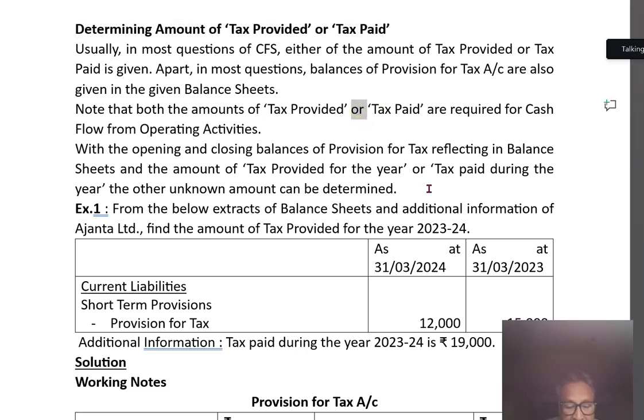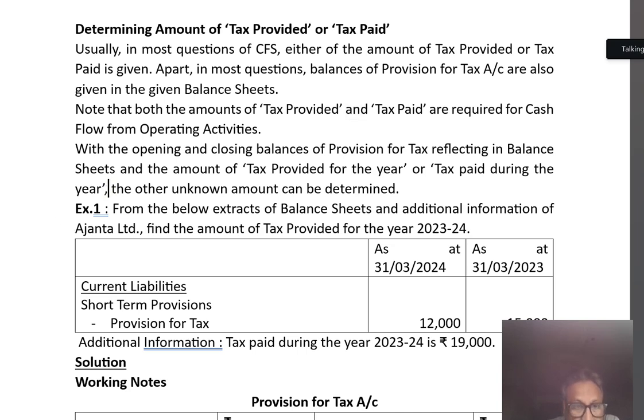Guys, here you write and, not or. Here we will have is.